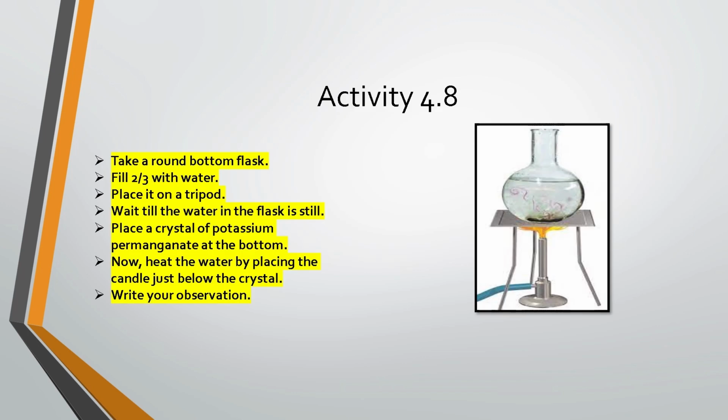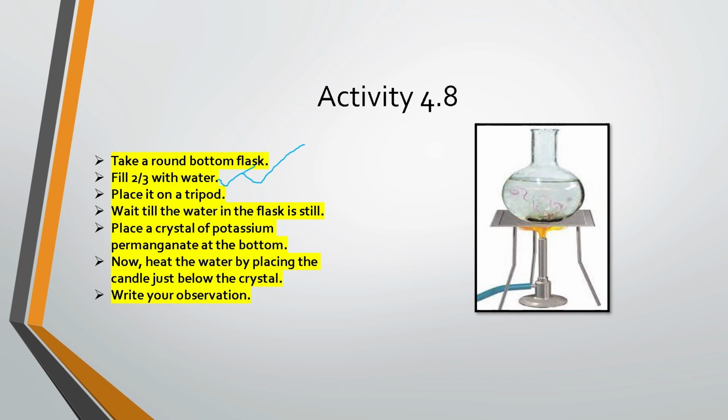So for this we will do another experiment, that is 4.8, and in this experiment we took a round-bottom flask. We fill it 2/3 with water and place it on a tripod, and we let it stay still until the water comes to a still position. Now place a crystal of potassium permanganate at the bottom. We put potassium permanganate at the bottom and then heated it slowly.